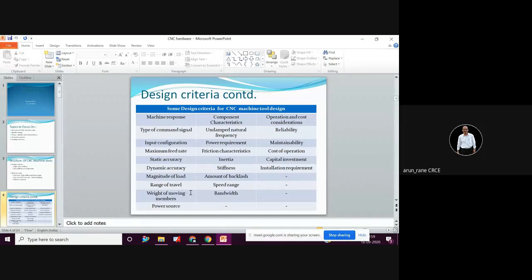Whether you are going for the fixed bed or moving bed. Fixed bed means your bed is fixed, your workpiece is fixed, so it allows you to load a 1 ton, 2 ton workpiece. But if your bed is moving, and you want to move a workpiece which is 1 ton, then your motor HP will be very big. And then what kind of power source you have. So this is what the design criteria is.